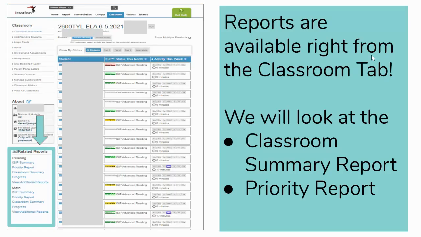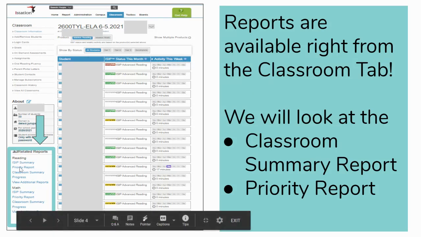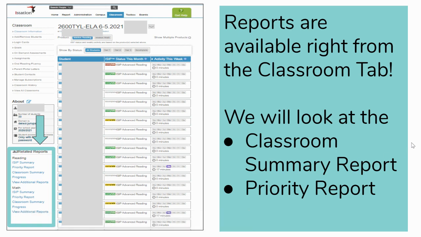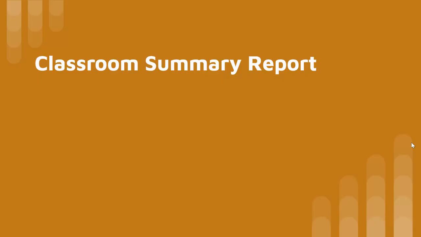So let's look a little closer at the reports that are available from the Classroom tab. You'll notice again, here it is a little bit larger. Under related reports, you'll see the ones that are available for reading and for math. And again, these are hyperlinks that you simply click on to get to the next report. We're going to look a little closer at the Classroom Summary Report and the Priority Report. Let's start with the Classroom Summary Report.